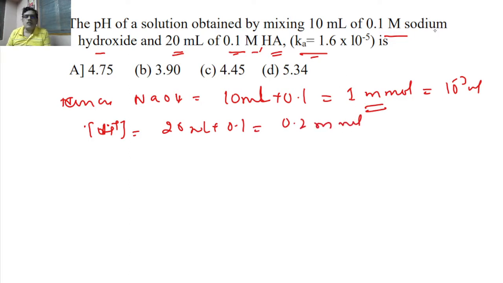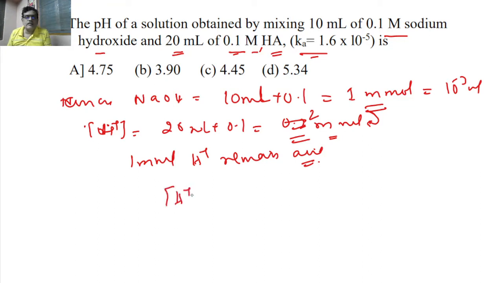Because we are adding a strong base NaOH, it neutralizes the acid. Now when they react with each other, 1 millimole will be neutralized, and 1 millimole of H plus remains as it is. Now we have to calculate the pH of this solution. So the concentration of H plus ions will be 10 to the power of minus 3 mole.